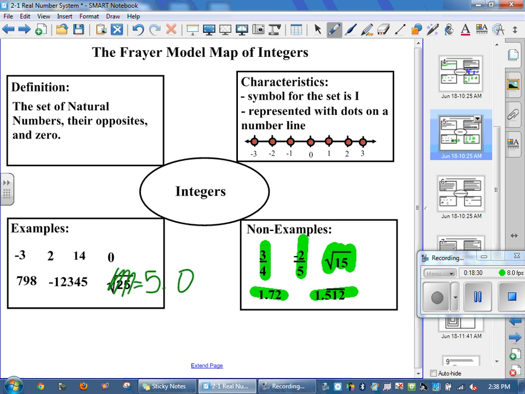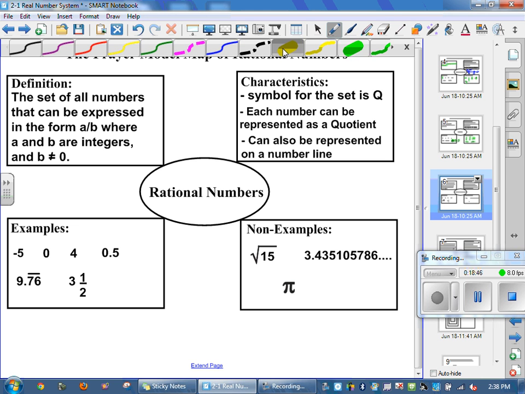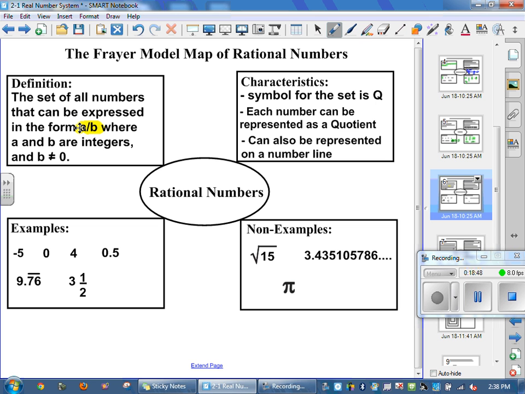Let's take a look at rationals. Here's our big category, rationals. Now, here's my orange box. It's rational numbers. If you take a look at rationals, it says they need to be in the form A over B. A over B means they're in fraction form. Okay? That's another way of saying fractions. Fraction form is this A over B.